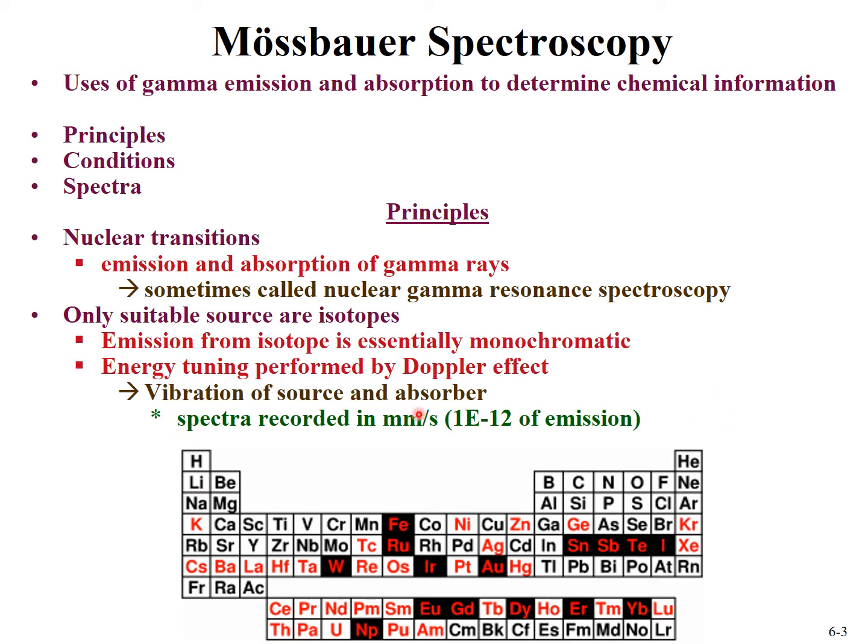Sources and absorbers, so sources and samples, are vibrated. The spectra is recorded in millimeters per second, and you can look at the amount of the photon that passes through the sample as a function of the vibration, and you'll see that there's variations, and we'll use that to describe the chemical composition of the sample that contains the radionuclide. On this periodic table are highlighted elements or isotopes of these elements that can be useful for Moessbauer spectroscopy.